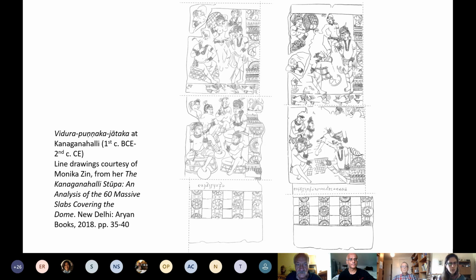So you might immediately notice that there are some key visual elements missing. There's no flying horse, there's no swinging upside down, but we do have some of the core aspects of the story, and we have an inscription again, as at Bharhut, clearly identifying the story as the Jataka of Vidura Punaka.